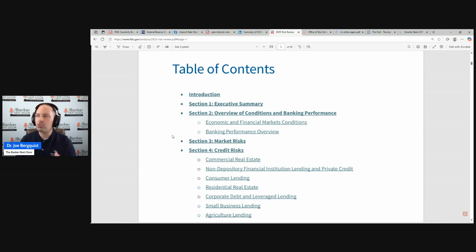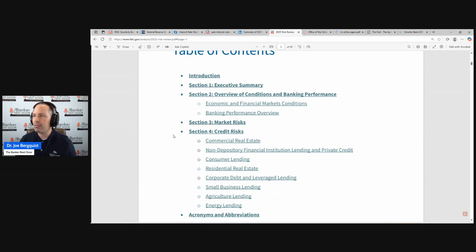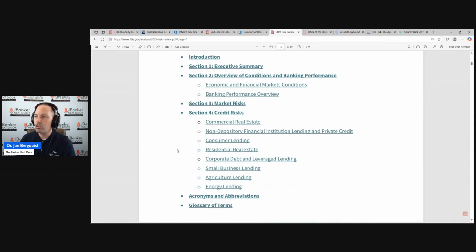But let's just run through the table of contents for a second. So we have the introduction, we have the executive summary, which we're going to be spending the most time on. Then it gets into section 2, which is an overview of conditions and banking performance, which talks about economic and financial market conditions, banking performance overview. Then we get into section 3, which is market risks, and then section 4, which is credit risks.